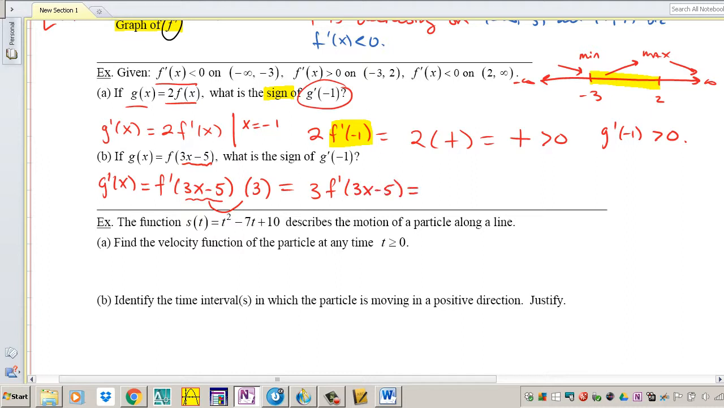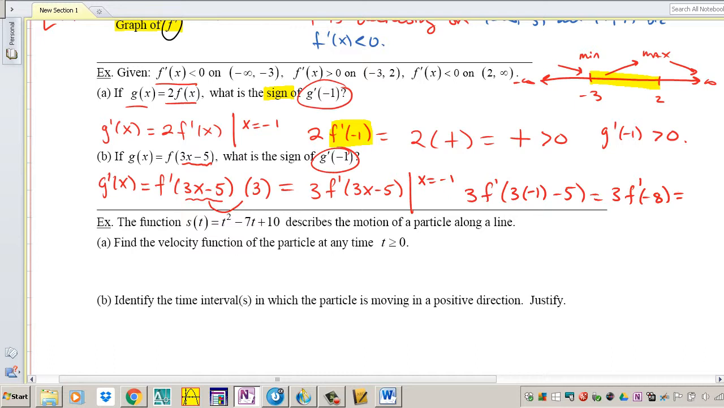Now on AP exams you may see something very, very similar to this. They may even put in a quadratic, maybe ln x, they'll probably put in a trig function, but it's the same process. So I want to go ahead and find the sign of g prime of negative 1. So x is equal to negative 1, which means it's 3 f prime of 3 times negative 1 minus 5, which is 3 times f prime of negative 8.